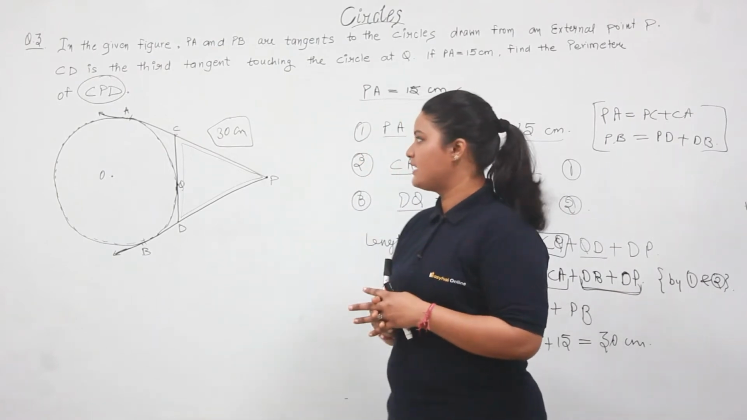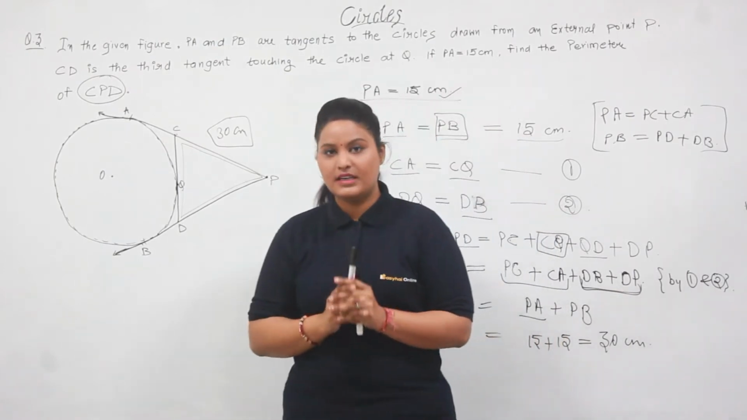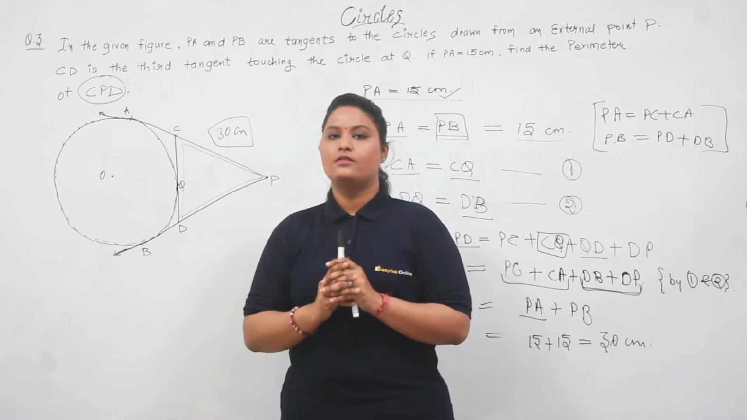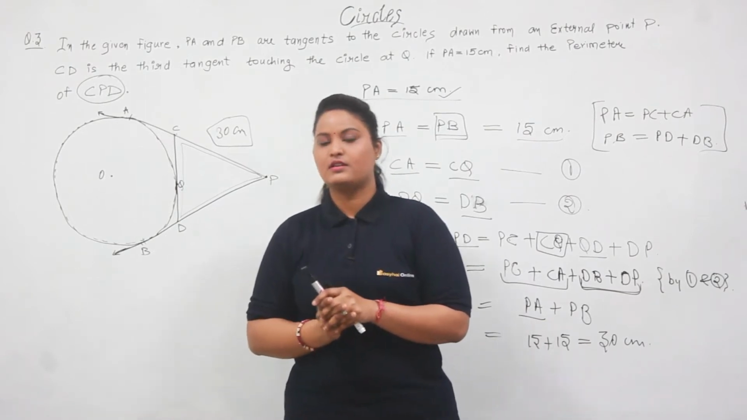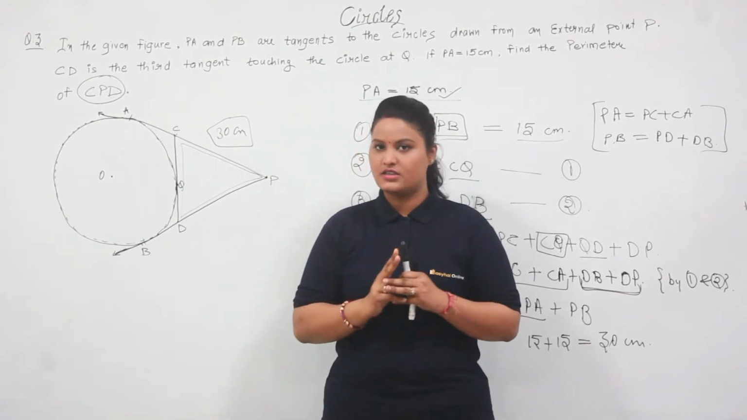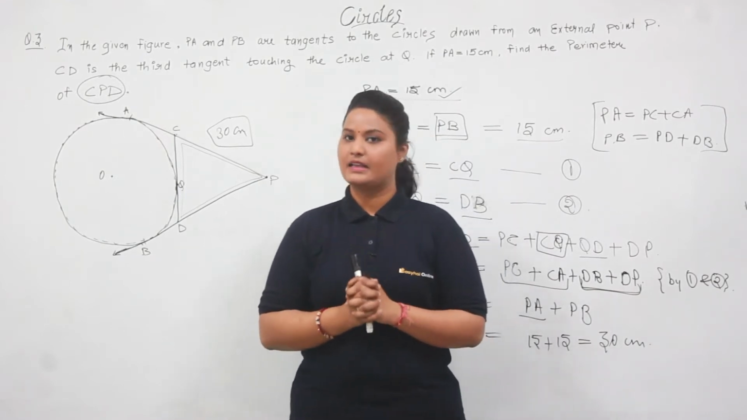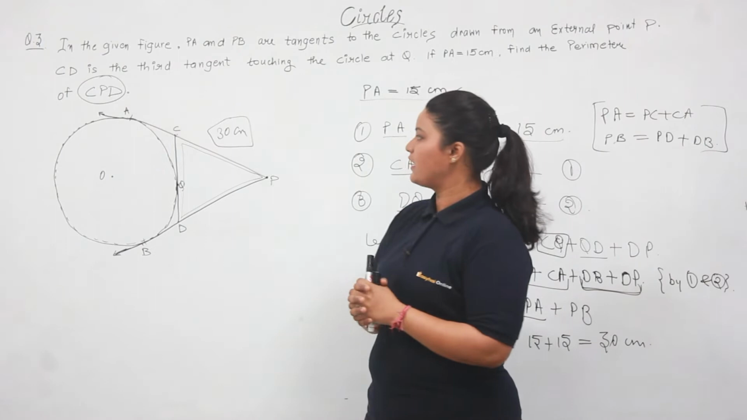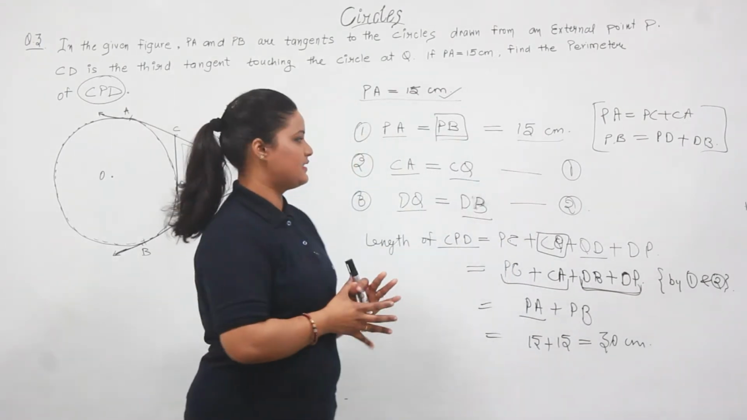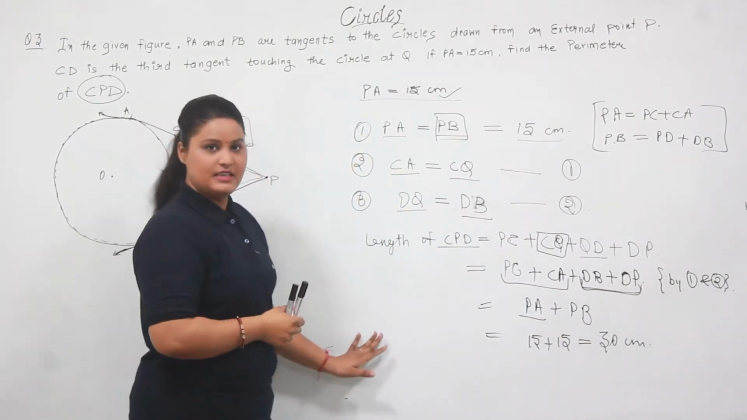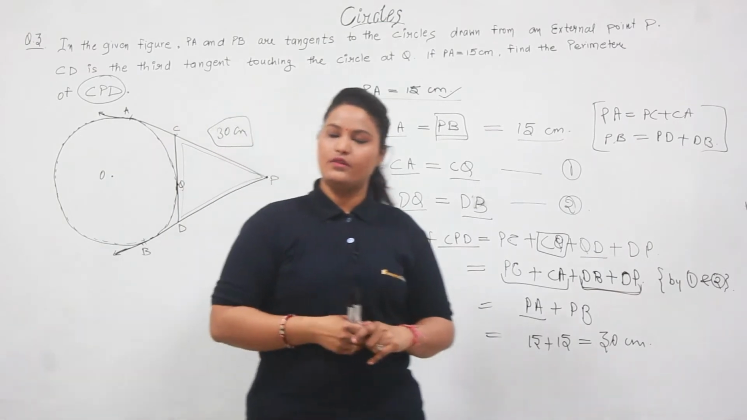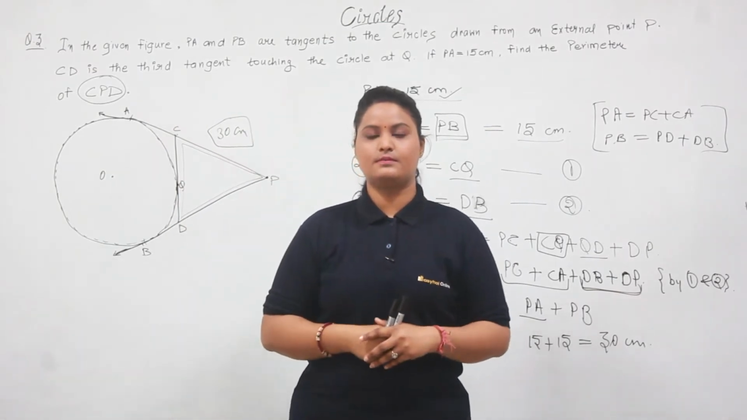Okay, do you understand it? I just applied only one theorem, that is, from any external point of the circle there are two tangents, and the lengths of these tangents are equal to each other. Clear class? So this is one kind of question. I hope you understand it. It was easy to solve. So now we will discuss the next question.